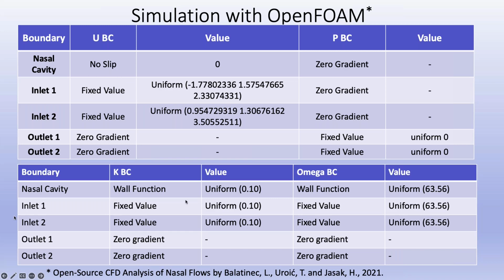So here is the simulation we have taken, using OpenFOAM. So here are the boundary conditions. There are a total of 5 boundaries in our geometry. They are the 2 inlets that correspond to the 2 nostrils.